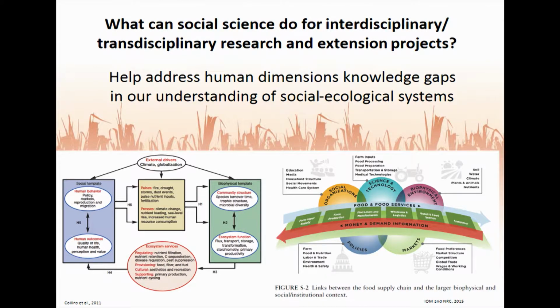Well, I think what it can do primarily is help address the human dimension knowledge gaps in our understanding of social ecological systems. These 2 images here are conceptual frameworks that examine complex social ecological systems, and invariably all of these frameworks have the human dimensions part and then the natural science part, and they come together at various points across the social ecological spheres. And it's at that nexus of the social and natural where I think the opportunities lie for social scientists and natural scientists to come together and answer some of these very difficult problems.